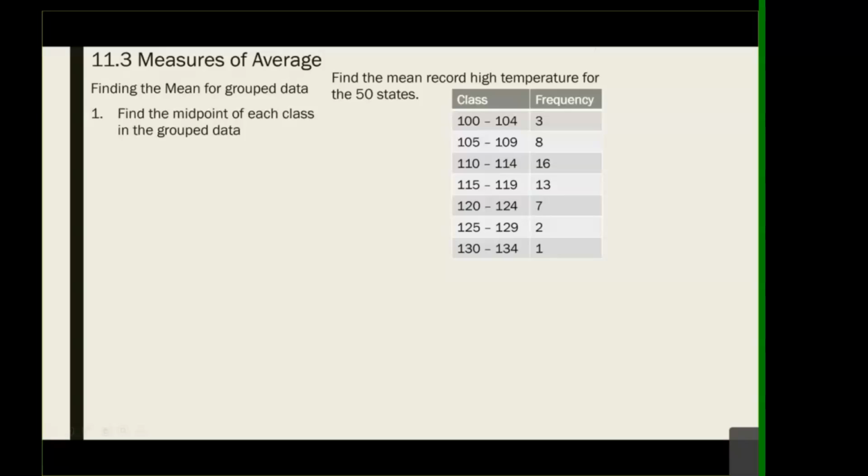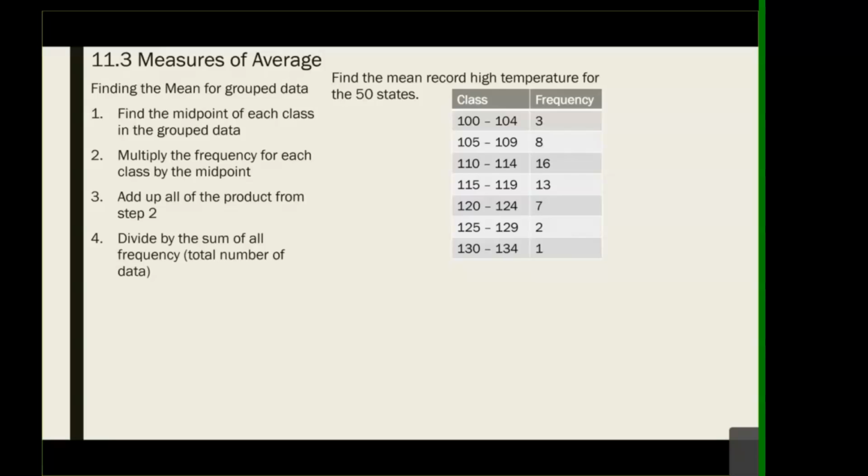Once you find the midpoints, we take the multiplication of each midpoint times its frequency. Once you multiply the midpoint by the frequency, you add the results up. Then finally, to find the mean, we divide by the total number of data, which is the sum of all frequencies. In this problem, the sum of the frequencies is 50, because that's the 50 states we have.